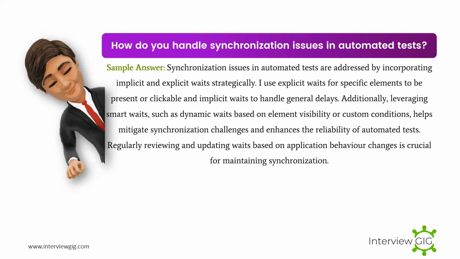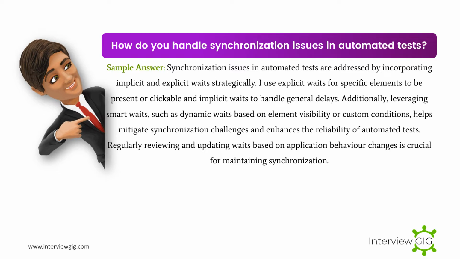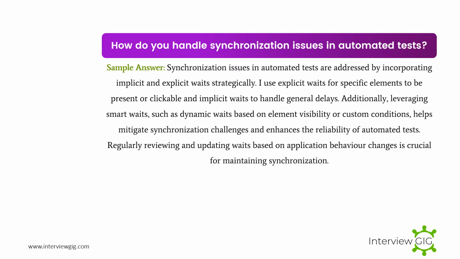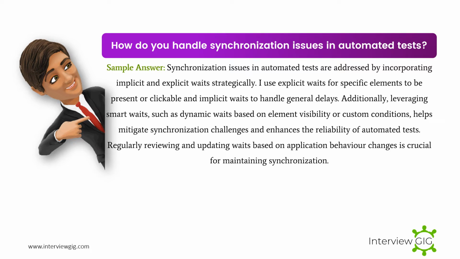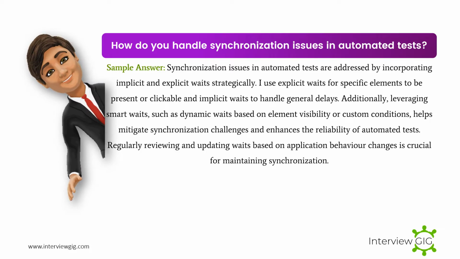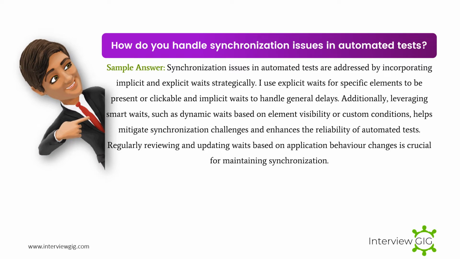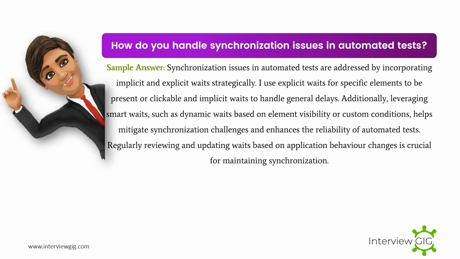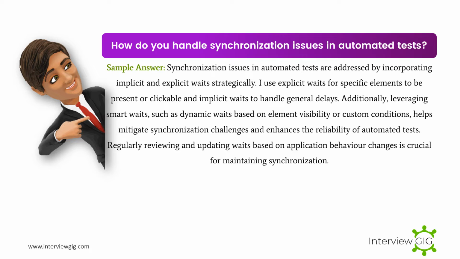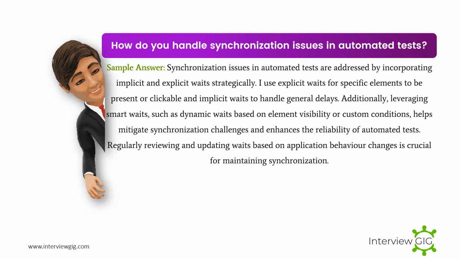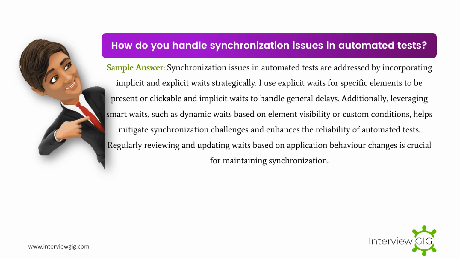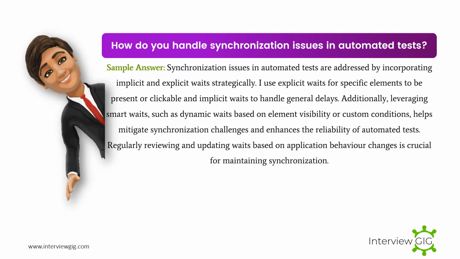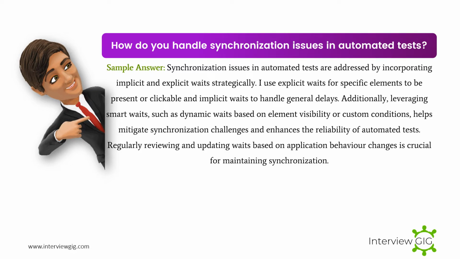How do you handle synchronization issues in automated tests? Synchronization issues in automated tests are addressed by incorporating implicit and explicit waits strategically. I use explicit waits for specific elements to be present or clickable and implicit waits to handle general delays. Additionally, leveraging smart waits, such as dynamic waits based on element visibility or custom conditions, helps mitigate synchronization challenges and enhances the reliability of automated tests. Regularly reviewing and updating waits based on application behavior changes is crucial for maintaining synchronization.